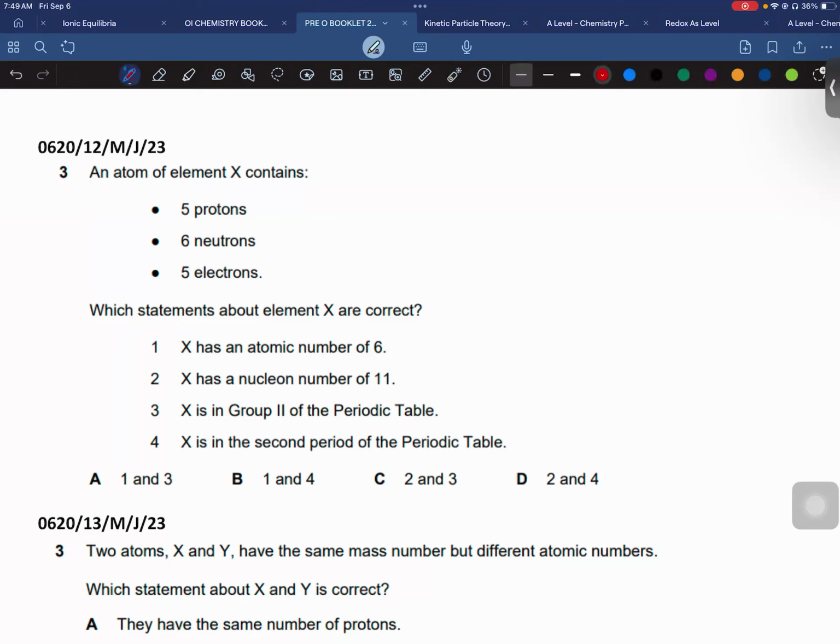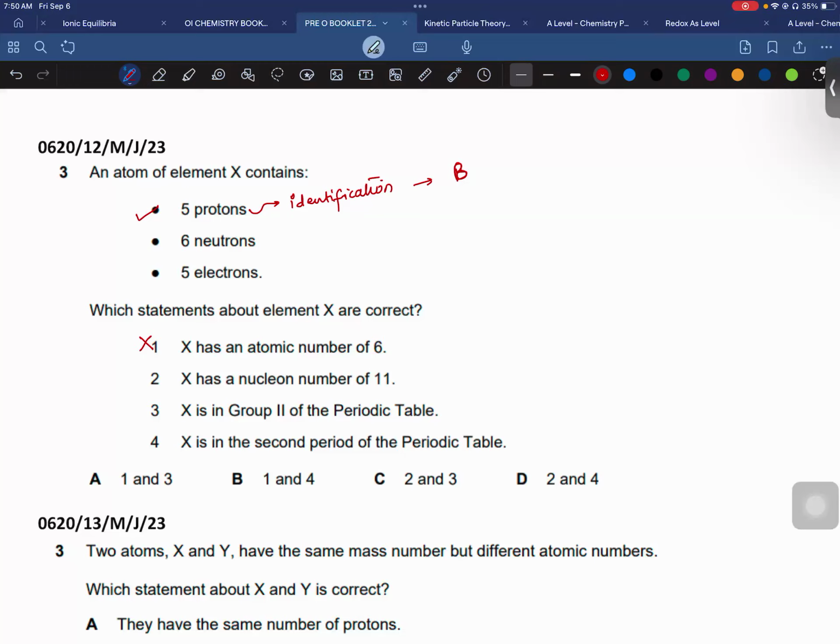An atom of element X contains 5 protons. It's the identification of an element, right? I can say that this is boron, whose proton number is 5. See the periodic table. Is this boron? So boron is in group 3. So it's in period 2. So this is incorrect. The proton number, the atomic number of boron is 5, not 6. So it'd be 2 and 4, I think.